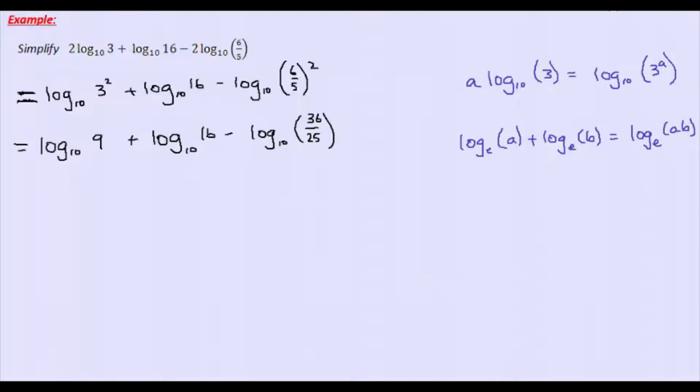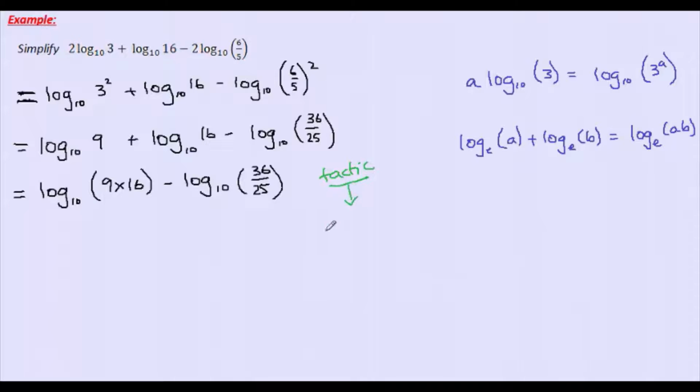So I'm going to keep that one in mind, and I'll write my next line therefore as log to the base 10 of 9 times 16 minus log to the base 10 of 36 over 25. And you can see here my main tactic that I'm doing here is to get it so it looks like log of one big complex thing, and that's really what I'm looking for. So I'm working towards it because I've now started off with 3 different log expressions, and now I've got 2.